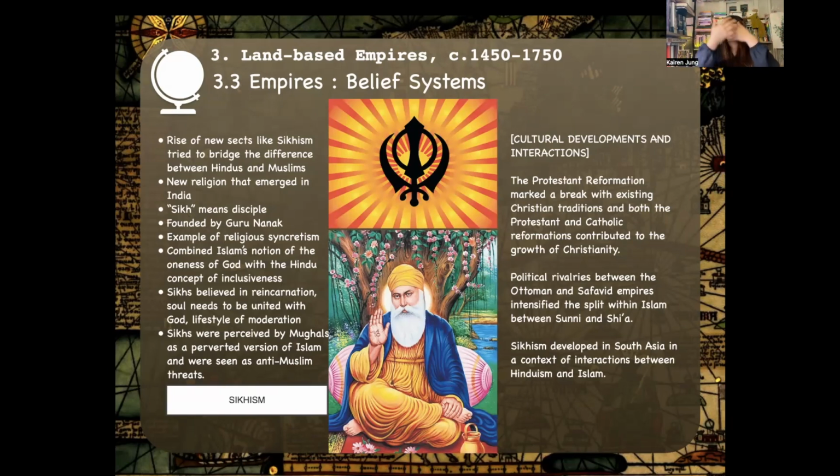And so the Sikhs believed in reincarnation, the fact that the soul needs to be united with God, and a lifestyle of moderation, right? Sikhs were perceived by Mughals as a perverted version of Islam and were seen as anti-Muslim threats. And so in terms of the cultural developments and interactions, we have the Protestant Reformation, political rivalries, and the split between the Sunni and the Shia, and Sikhism that you need to remember for this time period.